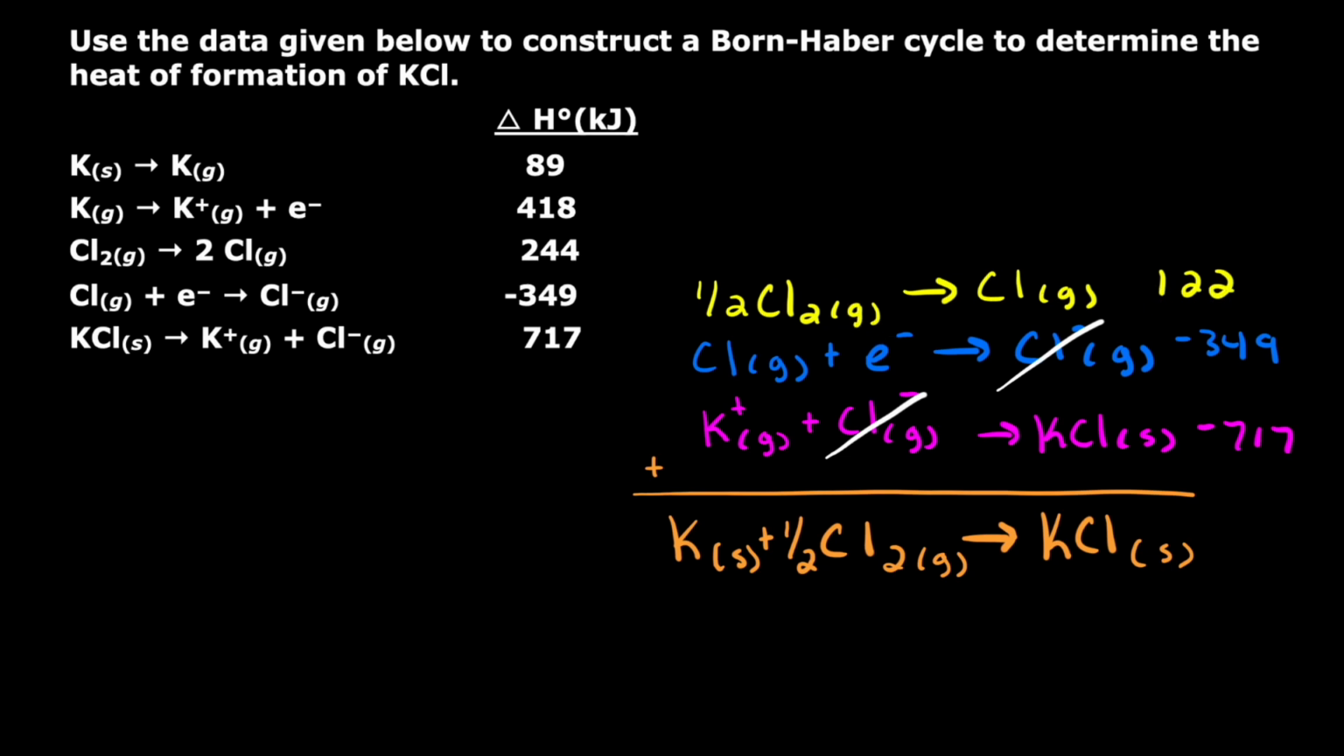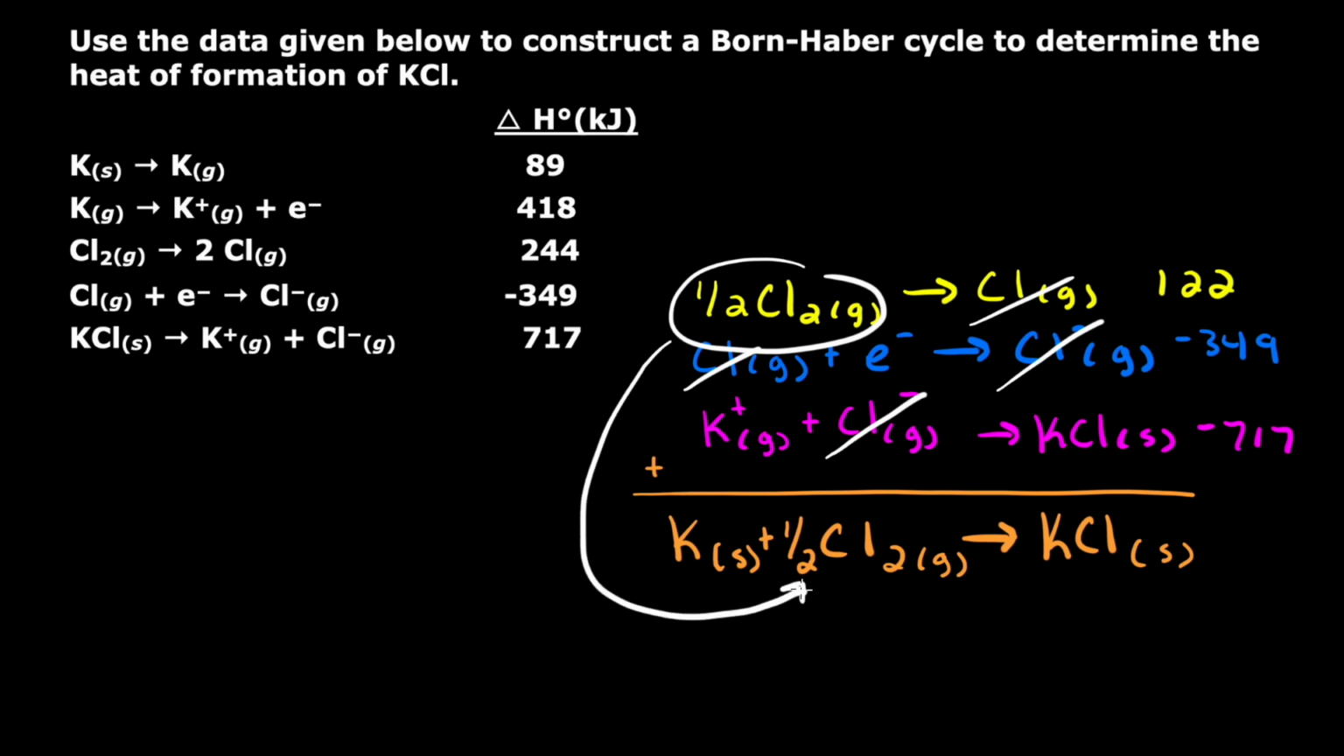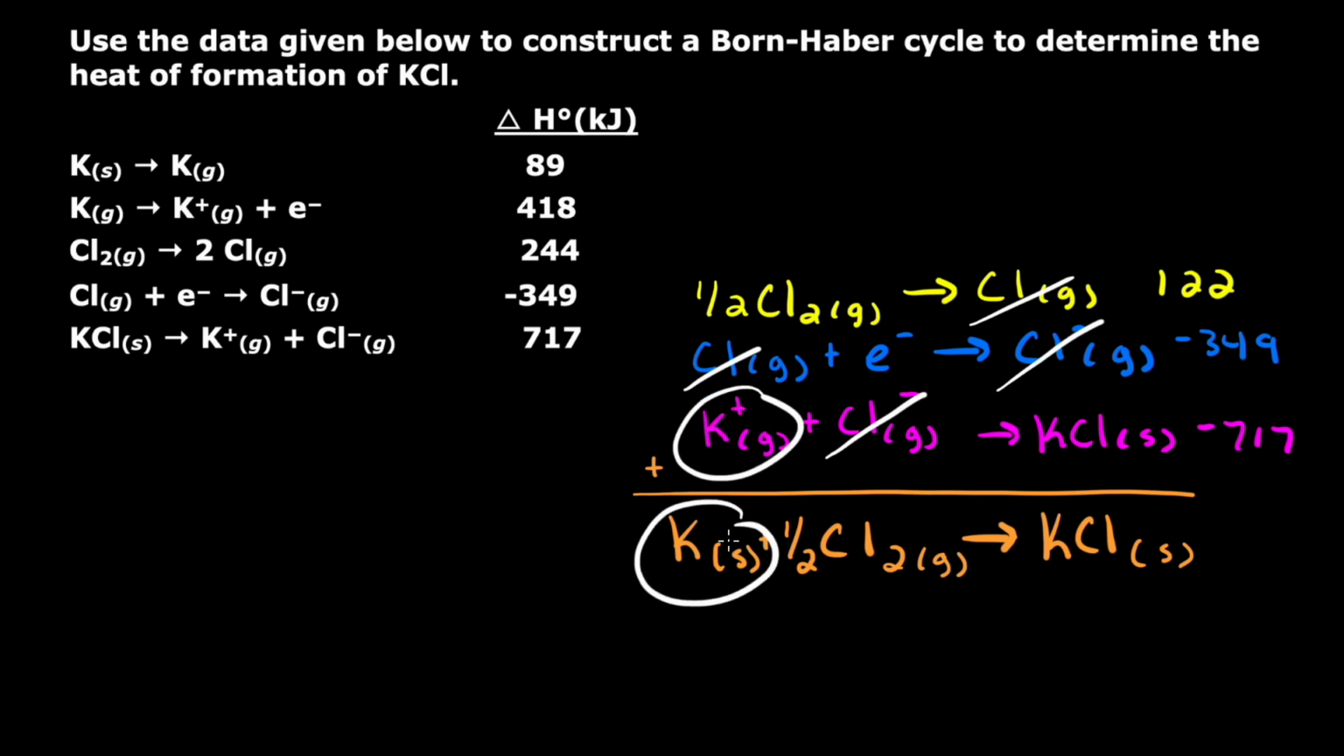And now this Cl gas and that Cl gas will cancel out. And now if I go to add these reactions up, this right here will carry down and get this right here, which is exactly what I need. And now I need to focus on this K plus right here, because I don't want to have K plus, I want to have K right here as a solid, not this gas right here also. And so I need to get a K plus gas on the product side to cancel out with this right here.